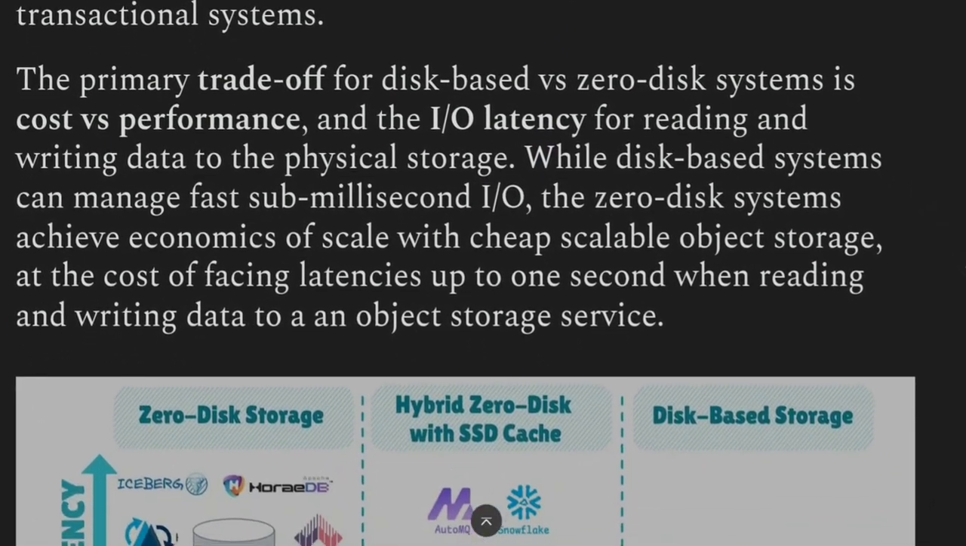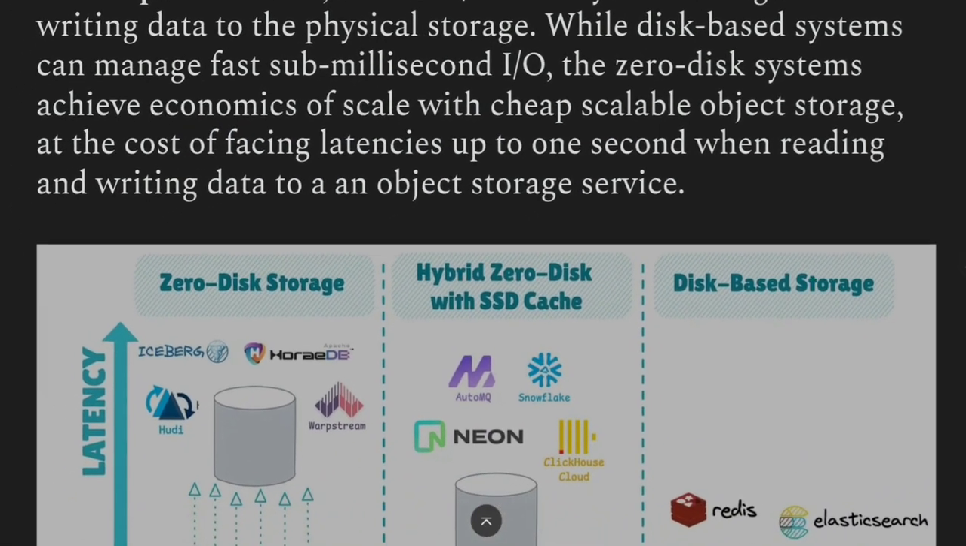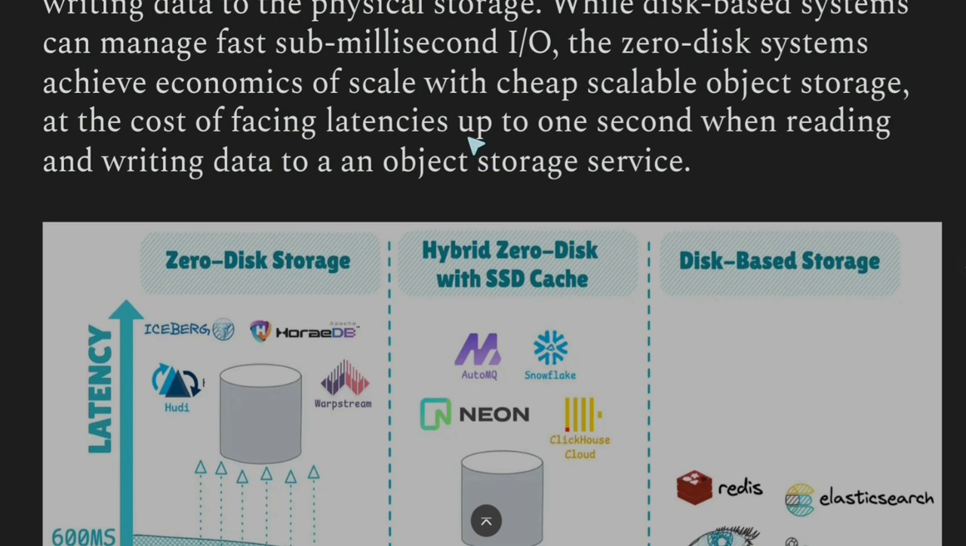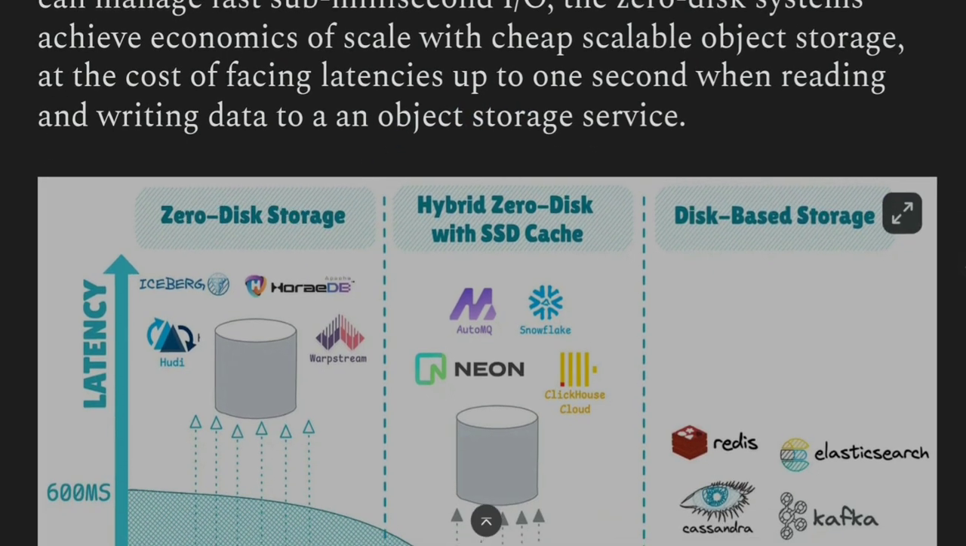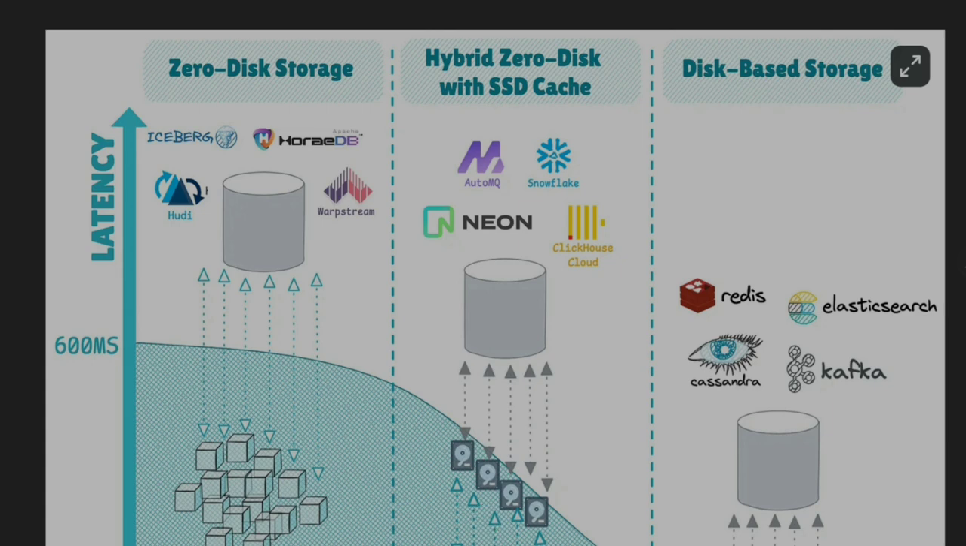The primary trade-off for disk-based versus zero-disk systems is cost versus performance and the I/O latency for reading and writing data into the physical storage. While disk-based systems can manage fast sub-millisecond I/O, the zero-disk system achieves economies of scale with cheap scalable object storage. The cost of serving latency is up to 1 second when reading and writing. Yes, I know, for a report, who cares? Usually.